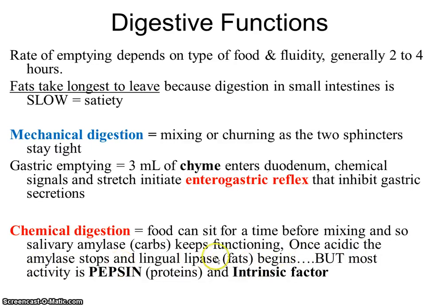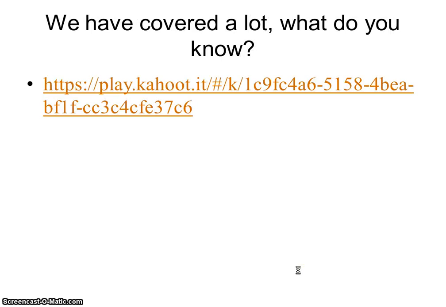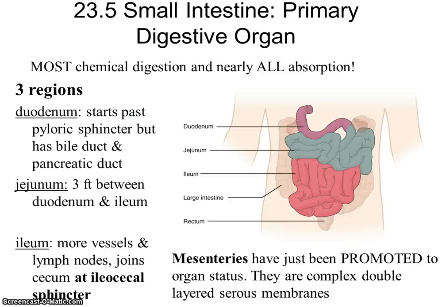So again, you had secreted this in the mouth, but it wasn't working yet. And it has very little activity. It's really what we call the short chain fatty acids here. Most of the chemical activity is through pepsin that works on proteins, and intrinsic factor that helps us with B12. All right, so we're going to skip the accessory organs and move into the small intestine.